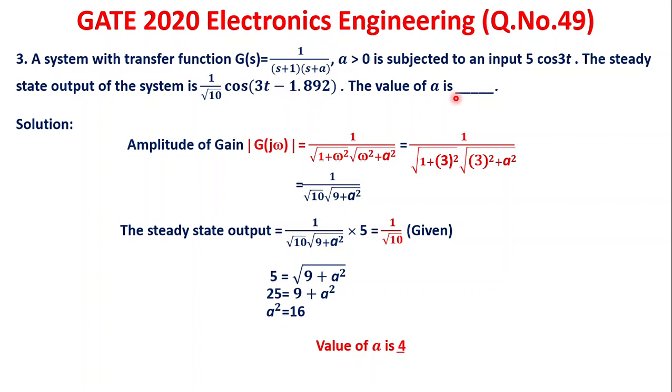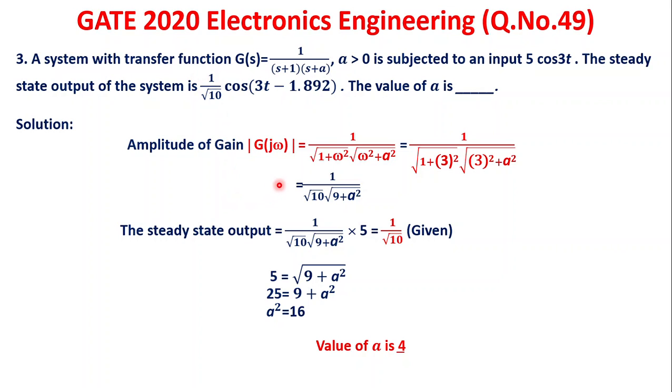A is what they are asking. Here again, same idea: amplitude of the gain, modulus of G of j omega, is nothing but 1 by root of 1 plus omega square, root of a square plus omega square. We know the input is cos 3t, so substitute omega as 3. So 1 by root of 1 plus 3 square, root of 3 square plus a square. So 1 by root 10, root of 9 plus a square. Now the steady state output, this is the magnitude, this is the cos.